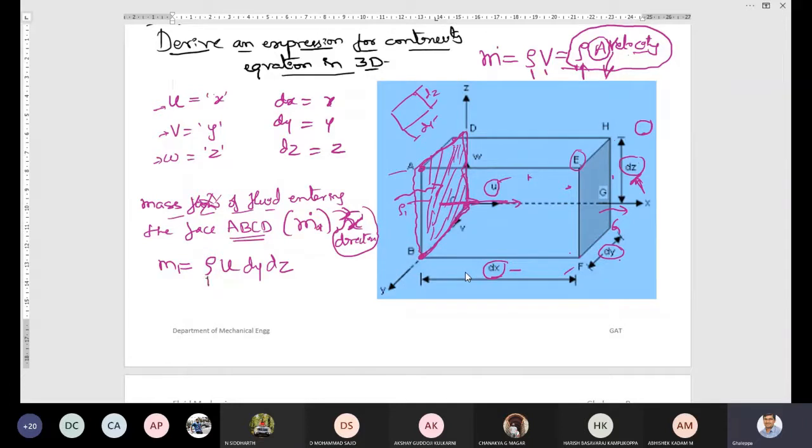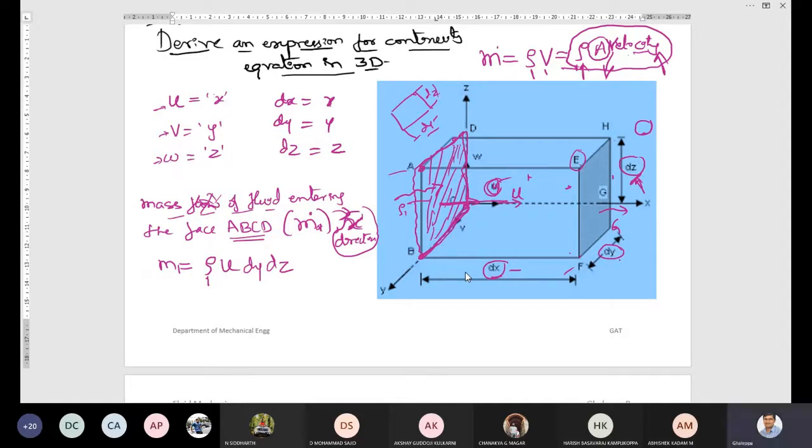Rho is the density of the fluid at ABCD. What is the velocity of the fluid in x direction? That is u, the velocity in x direction. And what is the area of this surface ABCD plane? It is a rectangle, a square, so length into height. There is no question of dx here.